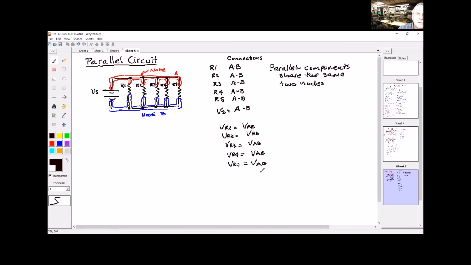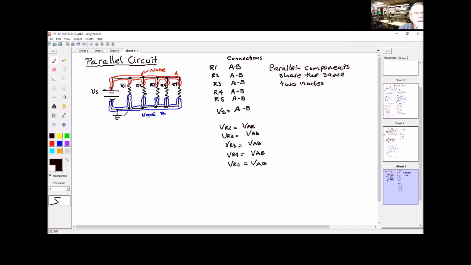If I took a meter and connected it across R1, I'm connecting from A to B. Across R2, I'm connecting from A to B. R3, I'm connecting A to B. Why is there no ground? Oh, all right, we can put ground in over here.